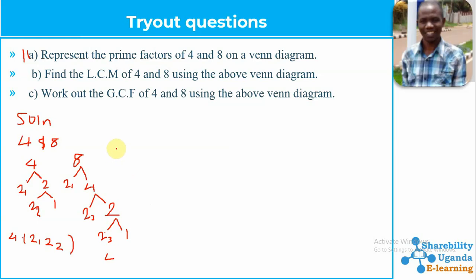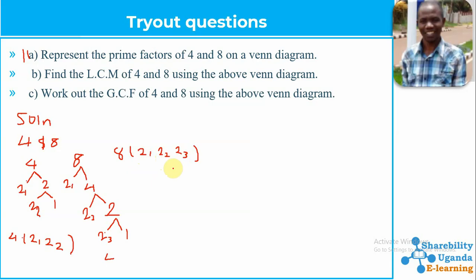Okay, let me write it here. For 8, the set notation is going to be 2 subscript 1. Our 2 also appears the second time, and it also appears the third time. So now here we can see our set notation is 2 subscript 1, 2 subscript 2, then 2 subscript 3.